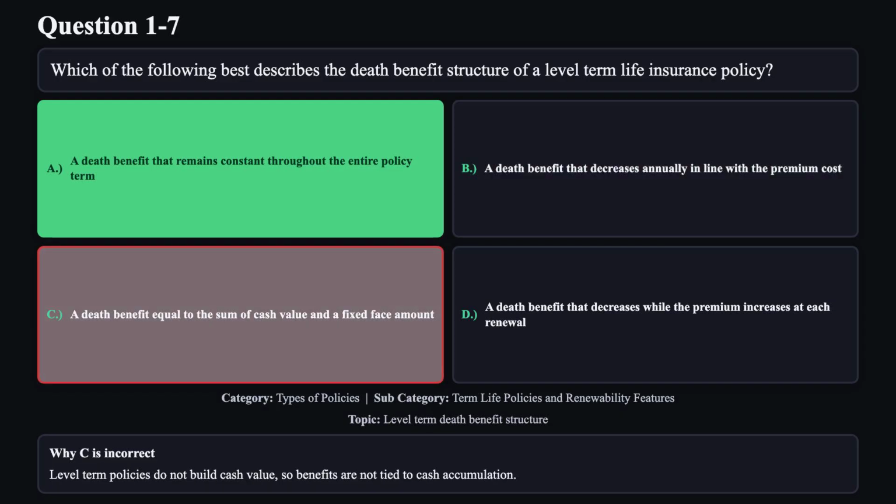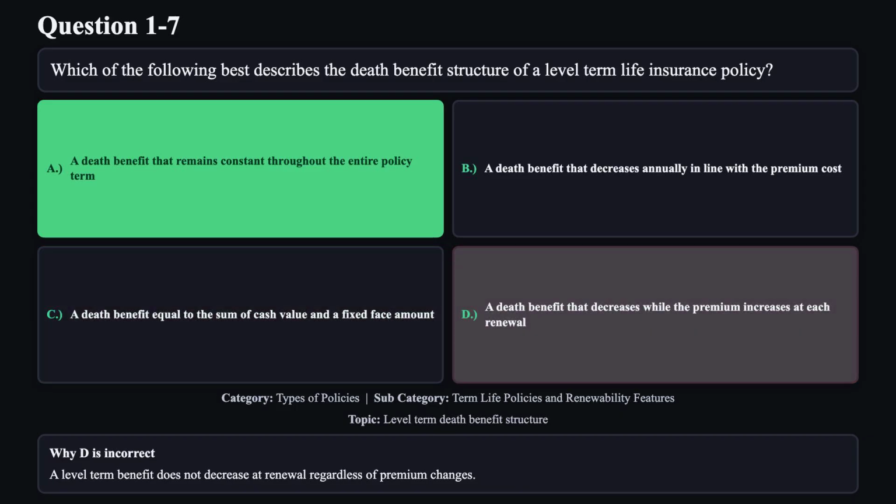Reason C is not correct. Level term policies do not build cash value, so benefits are not tied to cash accumulation. Reason D is not correct. A level term benefit does not decrease at renewal regardless of premium changes.